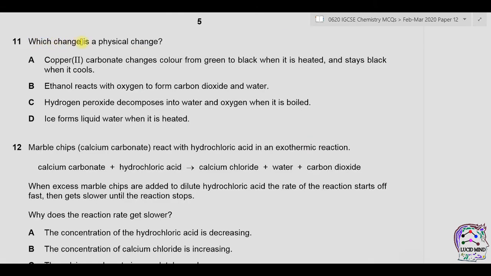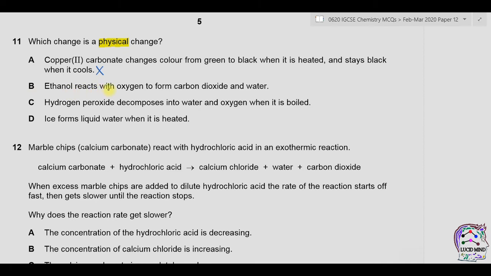Question 11. Which change is a physical change? In a physical change, no chemical reaction takes place, so we can easily reverse the process. A. Copper carbonate changes color from green to black when it is heated and stays black when it cools. So this is a chemical reaction, this is not a physical change.